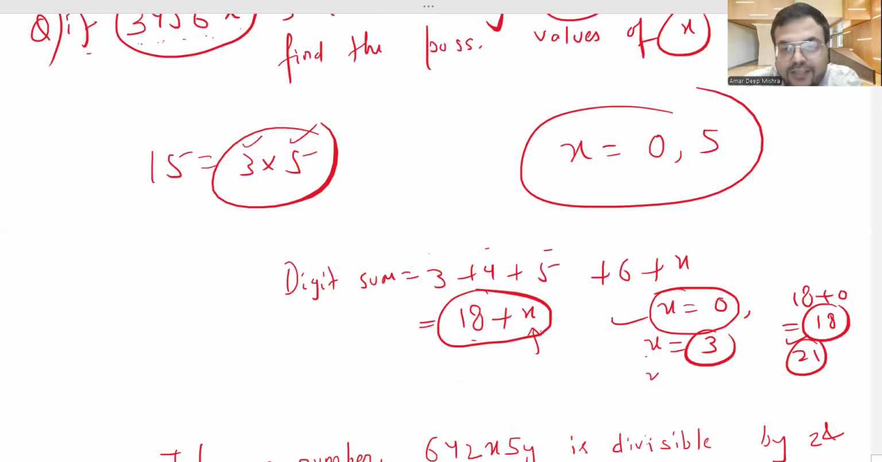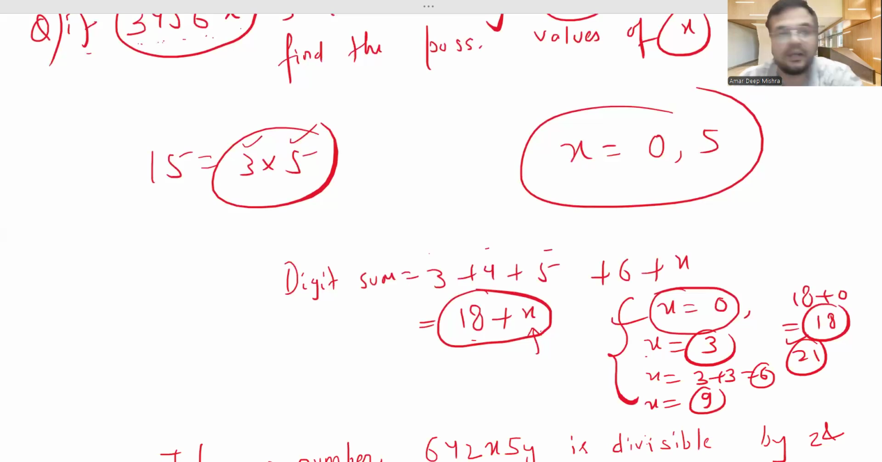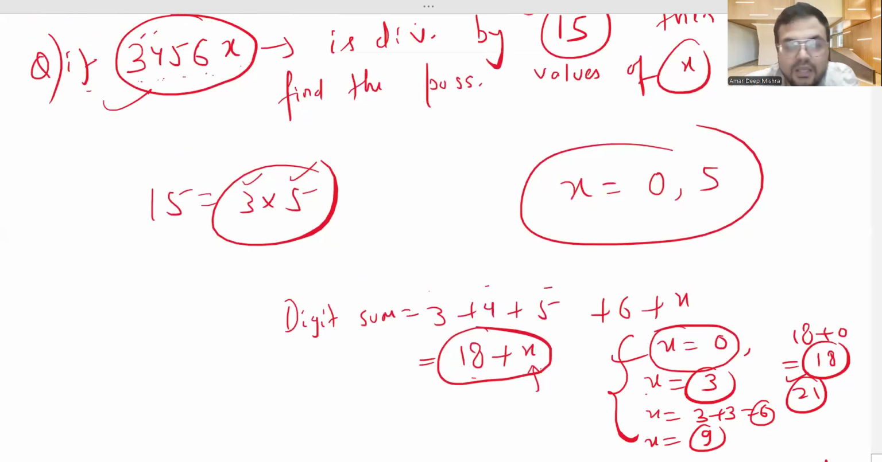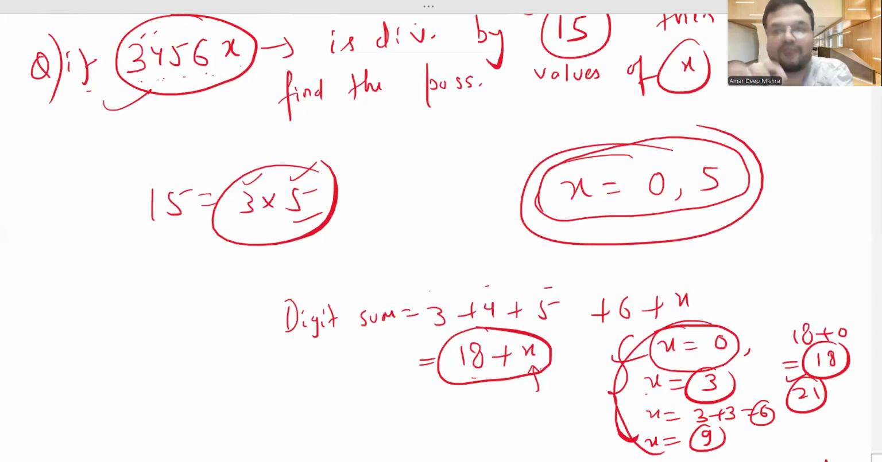Similarly, the next value of x would be 3 plus 3, that is 6. And the next possible value of x would be 6 plus 3, 9. So these are the 4 possible values of x if this number is divisible by 3. But the problem here is the number is divisible by 5 also. So if you take the common values of x from here and here, there's only one common value of x, that is x equals 0.